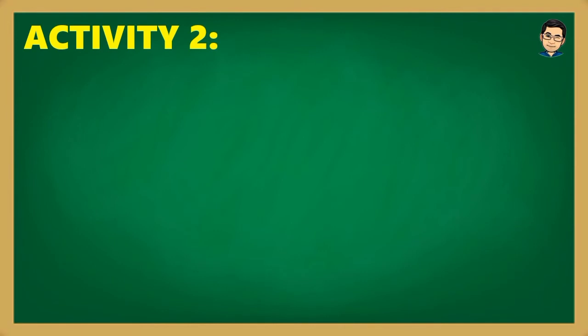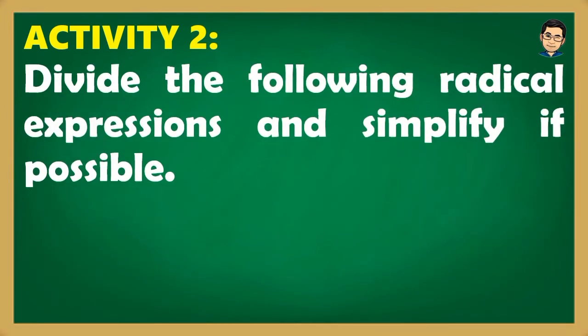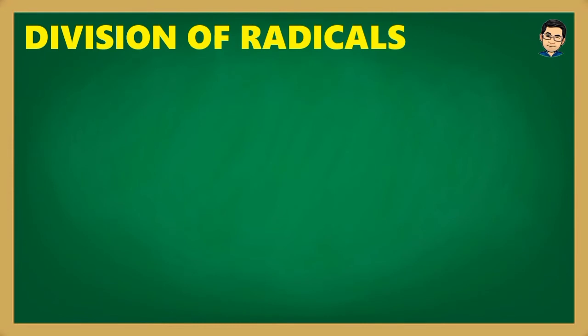So, let's have the second activity. So, the second activity, we will divide the following radical expression and simplify if possible. So, division of radicals. So, the first two examples, so number 1, 4 over square root of 3. So, as you can see, yung denominator natin dito is a radical expression. So, hindi po yan in simplest form. It's because, yun nga po, merong radical yung denominator natin. So, ang gagawin po natin para matanggal yon, i-multiply po natin yung radical expression na yon to both numerator and denominator. So, magiging ganito siya.